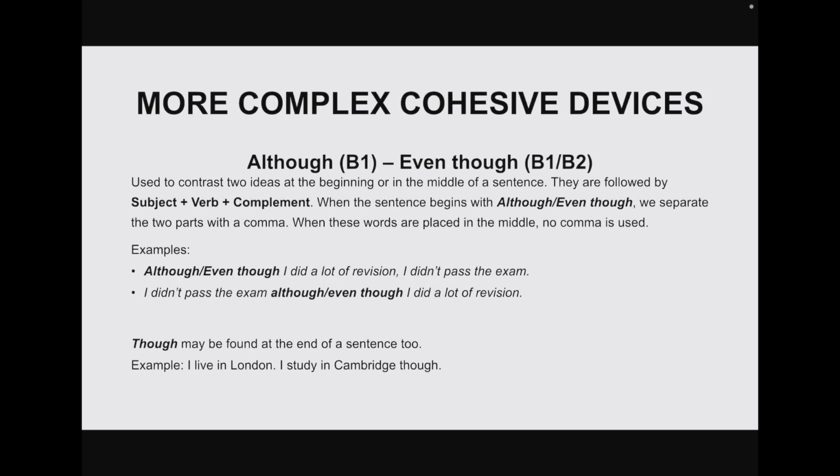Let's now move on to more complex cohesive devices, like although, which is on a B1 level, and even though, which is on a B1/B2 level. These two expressions are used to contrast two ideas at the beginning or in the middle of a sentence. They are followed by a subject, a verb, and a complement. When the sentence begins with although or even though, we separate the two parts with a comma. When these words are placed in the middle, no comma is used. Let's have a look at the examples.